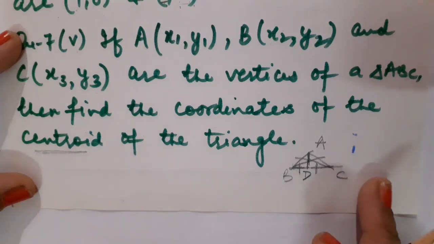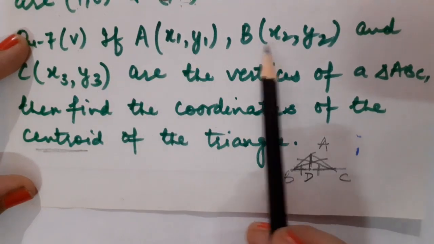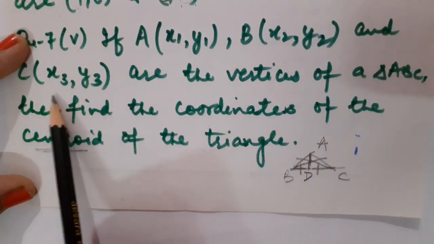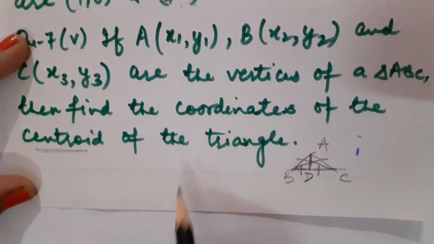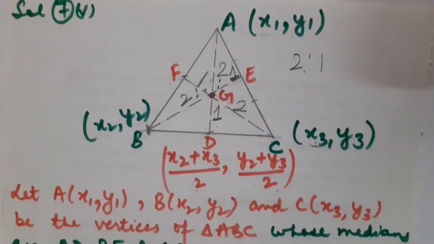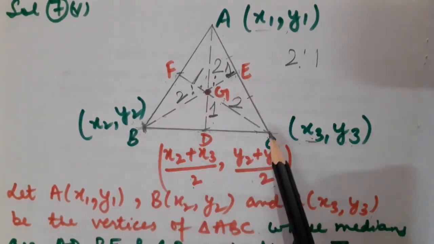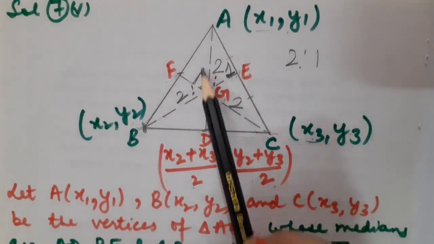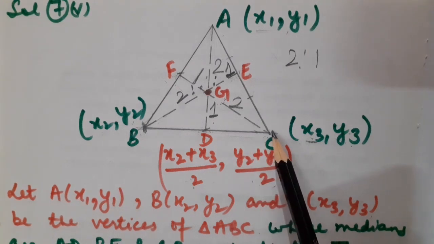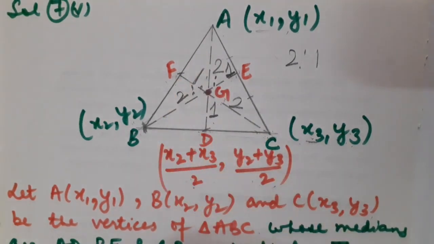I will show you the big figure for better understanding. So what is the statement for it? If A(x1, y1), B(x2, y2) and C(x3, y3) are the vertices of a triangle ABC, then find the coordinates of the centroid of the triangle. Here is the figure you can see. ABC is a triangle. AD, BE and CF are the medians of the triangle. Here AD divides BC in 2 equal parts, BE divides AC in 2 equal parts, and in the same manner, CF divides AB in 2 equal parts.